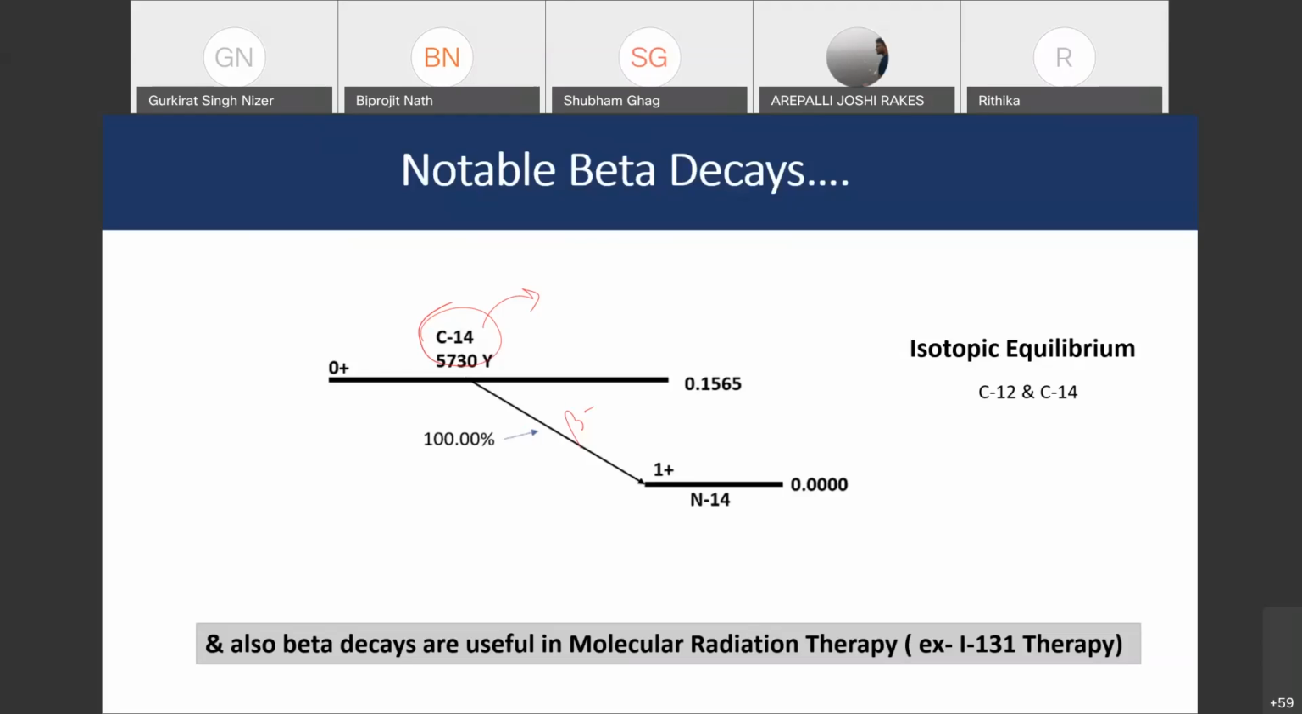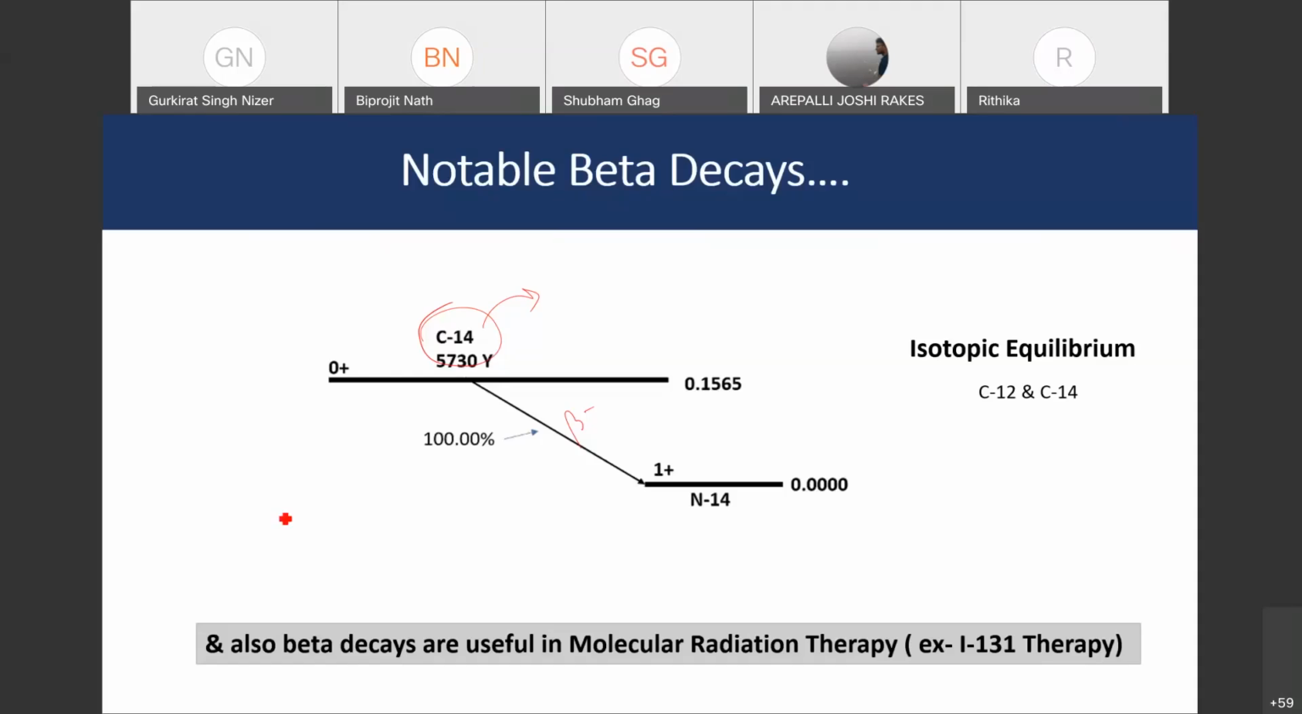As long as we are alive, C14 and C12 are in isotopic equilibrium. But the moment you die, the equilibrium is distorted, and now C14 keeps on decaying with a constant half-life. So now we go for counting statistics. You count how much it has decayed, which gives you the time of death of the specimen. So that's how carbon dating actually works.